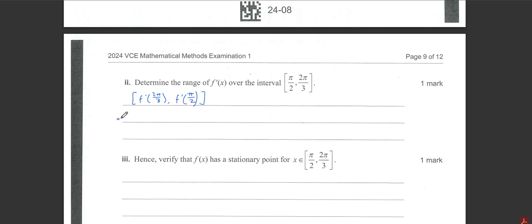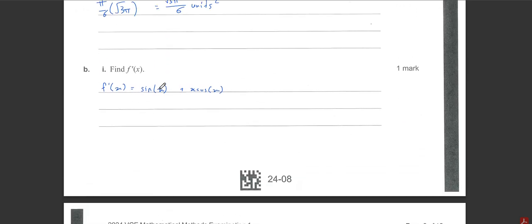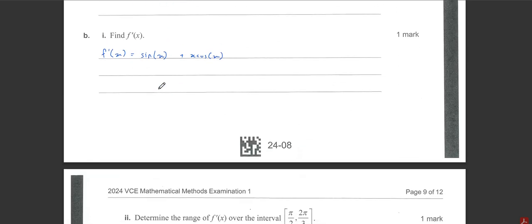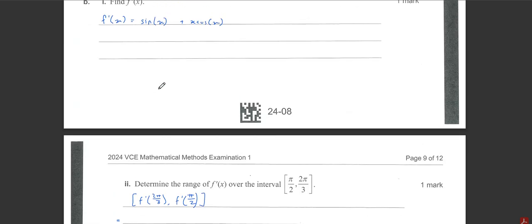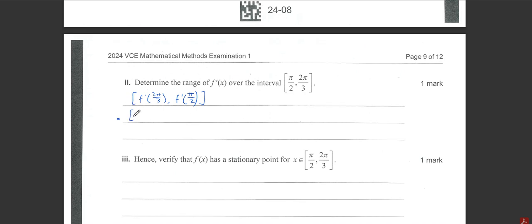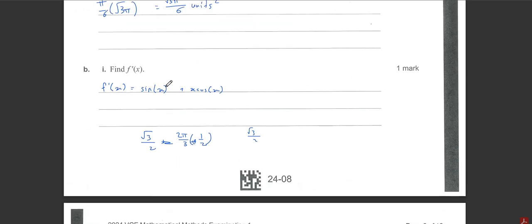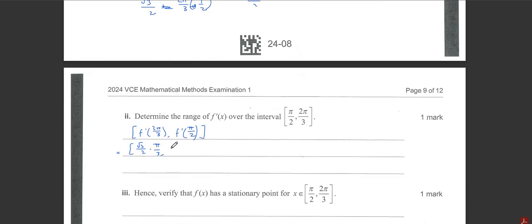So this is going to be sine of 2 pi on 3. Let me just write that down. Root 3 on 2 plus 2 pi on 3 times negative a half, so root 3 on 2 minus pi on 3. Okay. Root 3 on 2 minus pi on 3, and then f of pi on 2 is 1, I think, right? Because that cancels out. Yeah, 1. Boom.